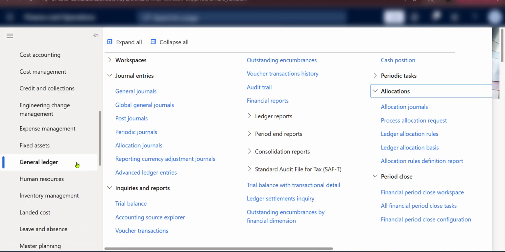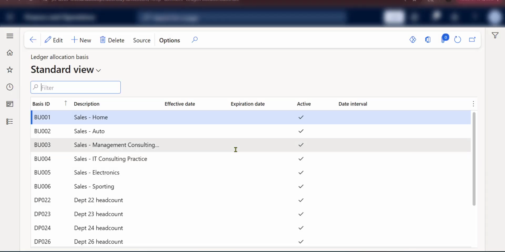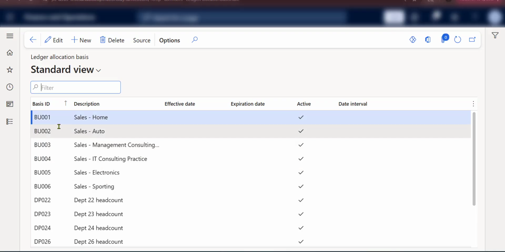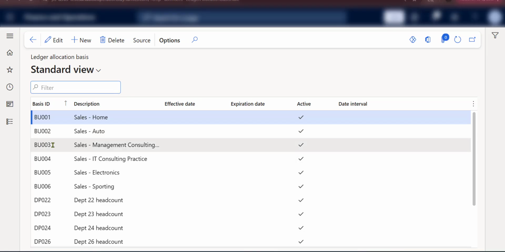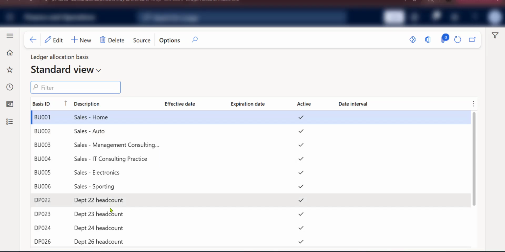So open up GL module, and you have a full section for allocations. You can just follow this logic. From configuration side, first you need to get this ledger allocation basis done. So when I open this up, you can see clearly now we have all the sales for each business unit. So the basis, you can create a new one and give a name, BU001. This is for sales home, and then BU002 for sales auto, etc. So those are all your business units.